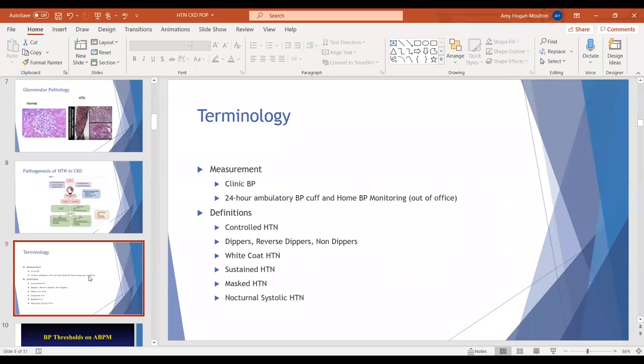So the terminology I'm putting here only because I think it's interesting. I don't know why it has to seem so complex, even though we talk about blood pressure, but it does seem to be. So clinic blood pressure would be, okay, I go to the doctor's office today and I get my blood pressure checked, which to be honest with you, might be what you guys have most of the time or not.